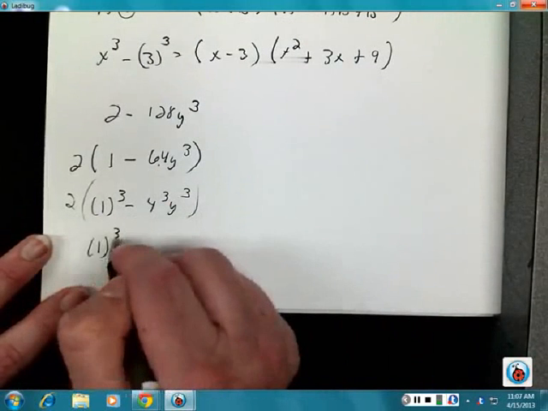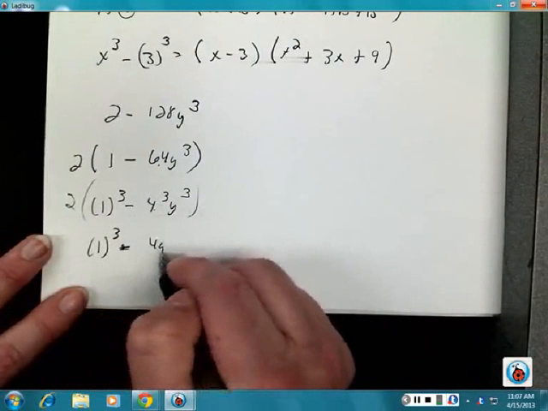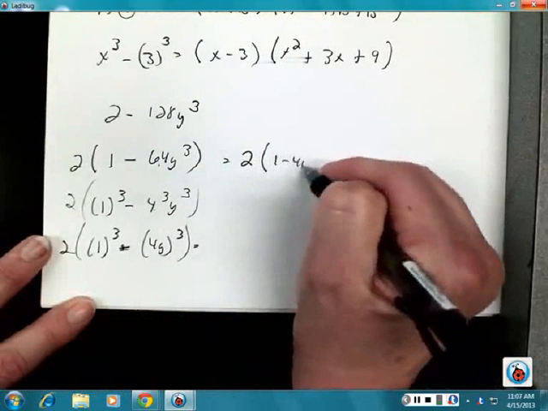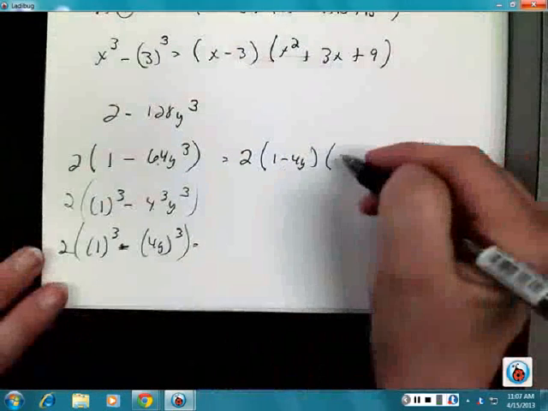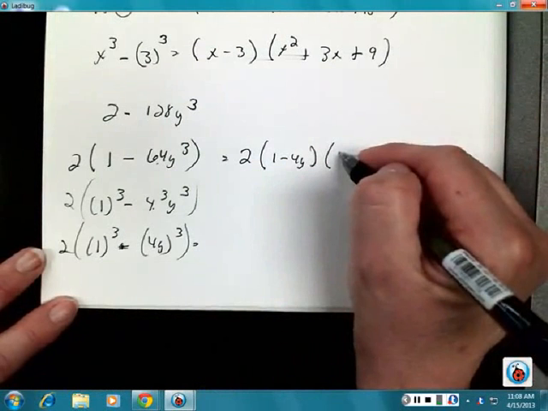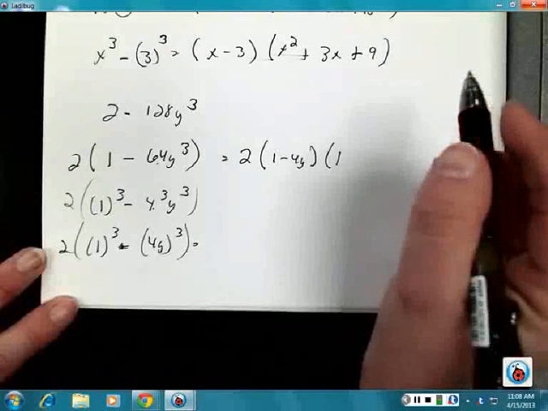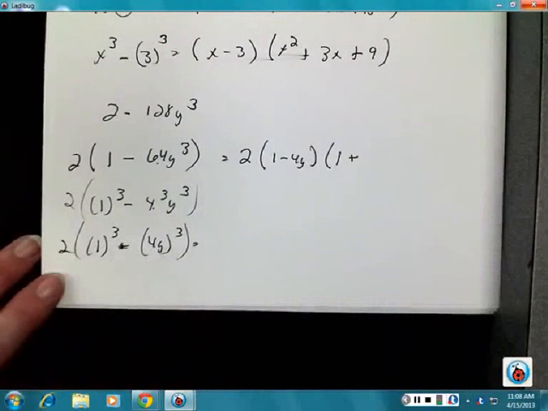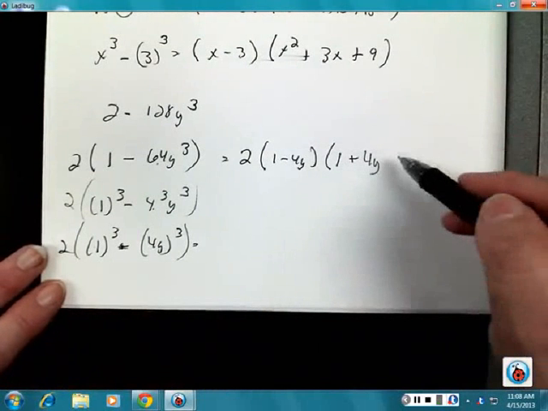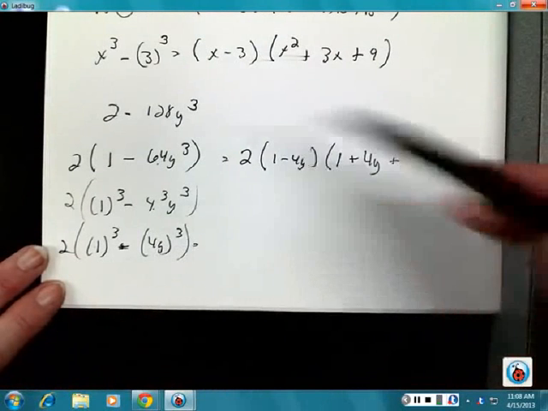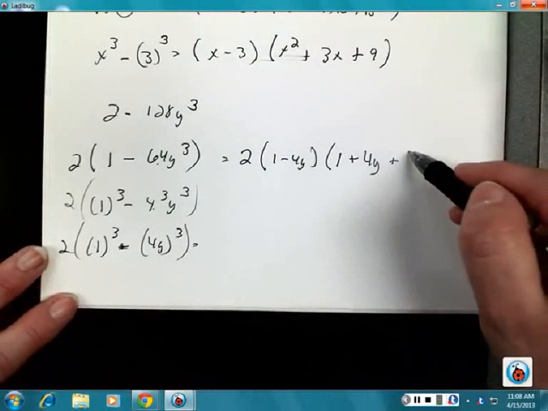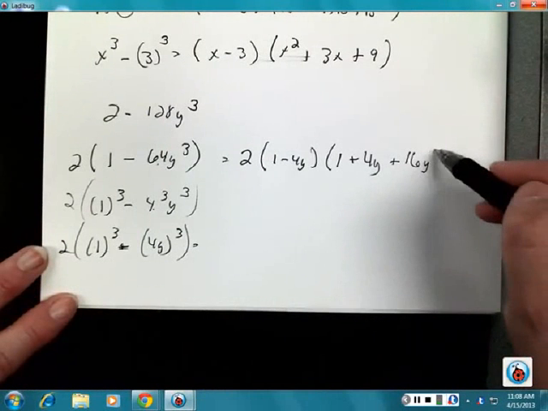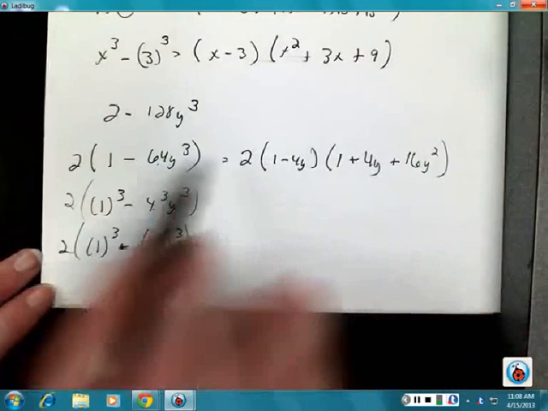So my base is 1 for A. My base for B is 4y. So it'd be 1 minus 4y, and then you want 1 squared. What's 1 squared? 1 times 1 is 1. Then I want to add, and I want to take a times b. So 1 times 4y is 4y. And finally at the tail end, plus I want to square b. What's 4 squared? 4 times 4 is 16, and y squared, of course. Don't forget your 2 that you pulled out at the very beginning. And so that becomes your answer.